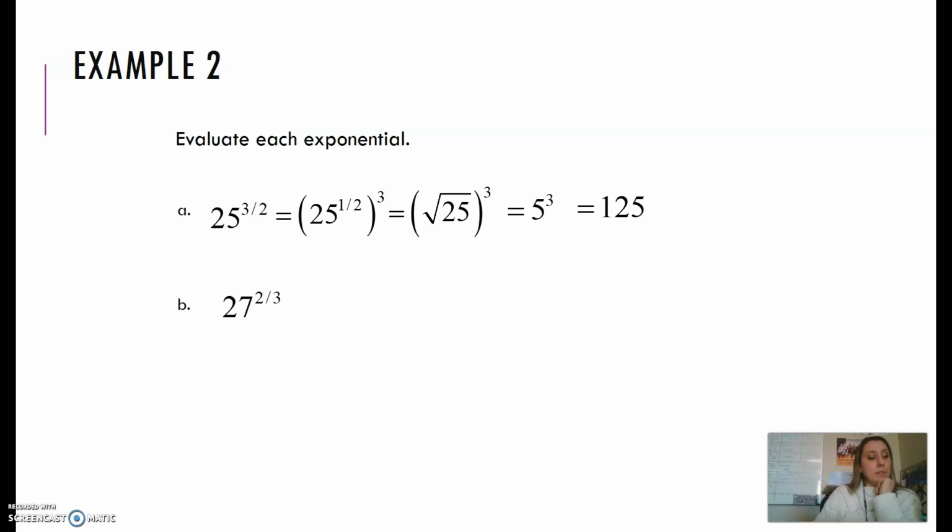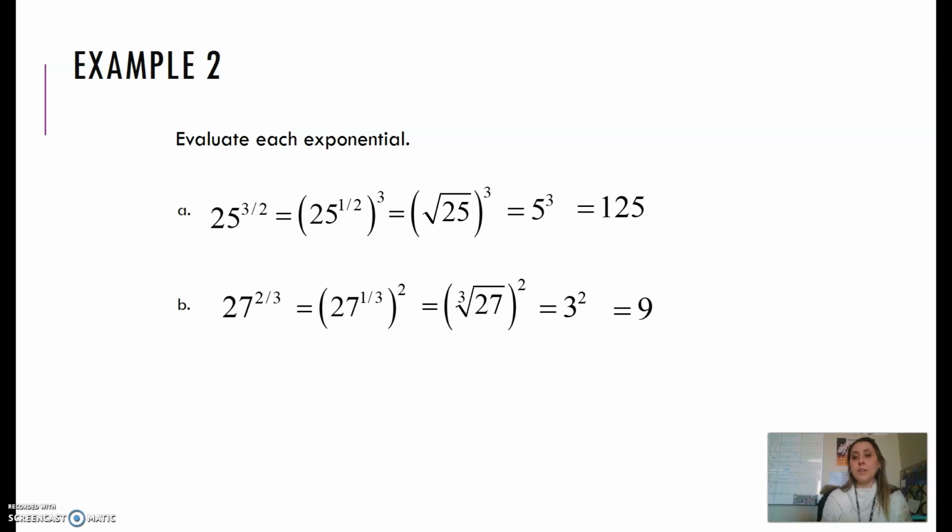So let's do this one. Go ahead and get this in your notes. And how would we rewrite this? Well, we would rewrite it as 27 to the 1/3 squared, or to the 2nd power, because again, this tells me what's going to go in here, and this tells me what goes out here. So then I'm going to find the cube root of 27 to the 2nd power, which is 3 squared, which is 9.